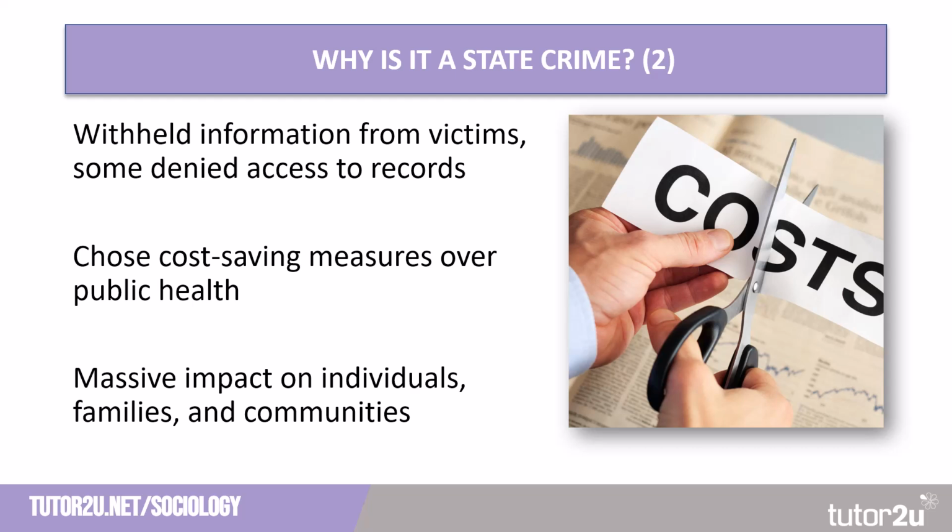Victims were not always informed that they had been infected, and in some cases they were denied access to their medical records. Sociologist David Friedrichs argues that secrecy is a key characteristic of state crime, as governments often seek to avoid accountability by covering up their wrongdoing.